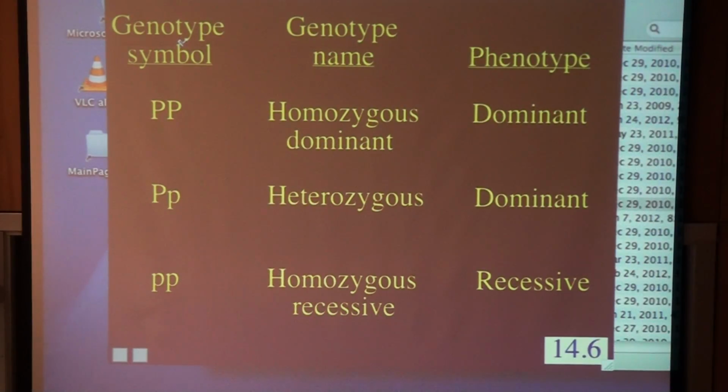Now, sometimes people call the homozygous dominant genotype true breeding. I don't use that term that much, but you sometimes see it in textbooks. And sometimes they call the heterozygous genotype, the big P, little p, a hybrid genotype. And again, I don't use that one too much, but you do see it in some textbooks.